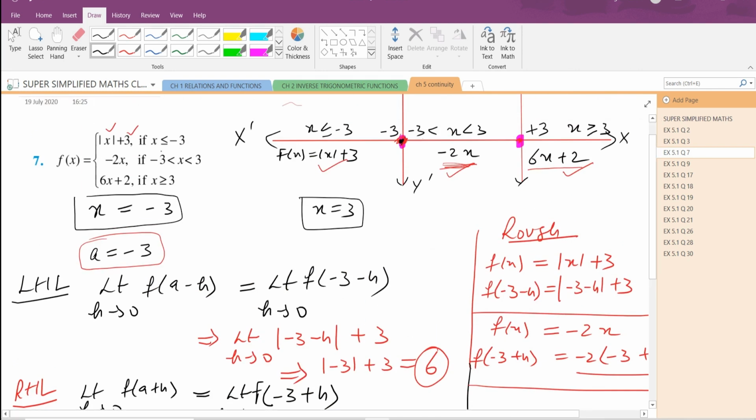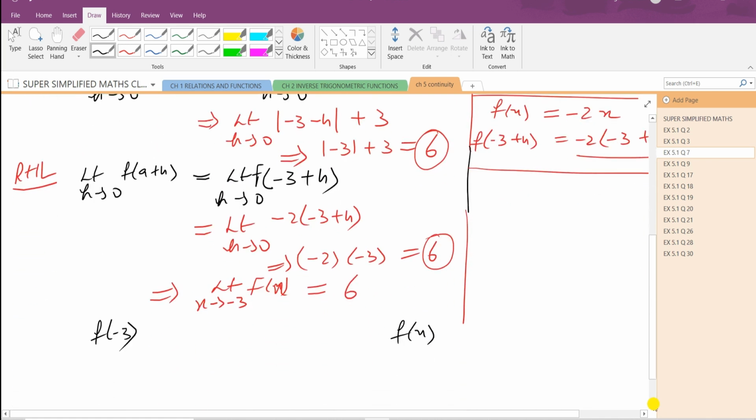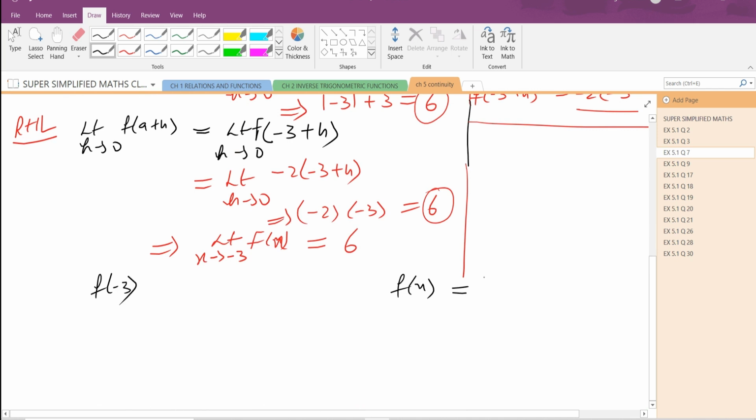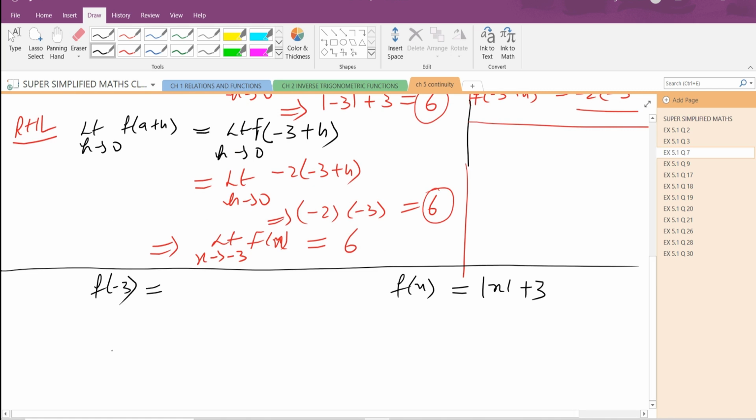You can see for x equal to minus 3, the value is mod x plus 3. As here x is strictly greater than minus 3, the equality sign is not there. But for x equal to minus 3, the function is mod x plus 3. So here, while finding the equality, I will take f(x) as mod x plus 3. So when f(x) is mod x plus 3, what will be f of minus 3? Replace this x by minus 3. That is mod of minus 3 plus 3, that is 6.